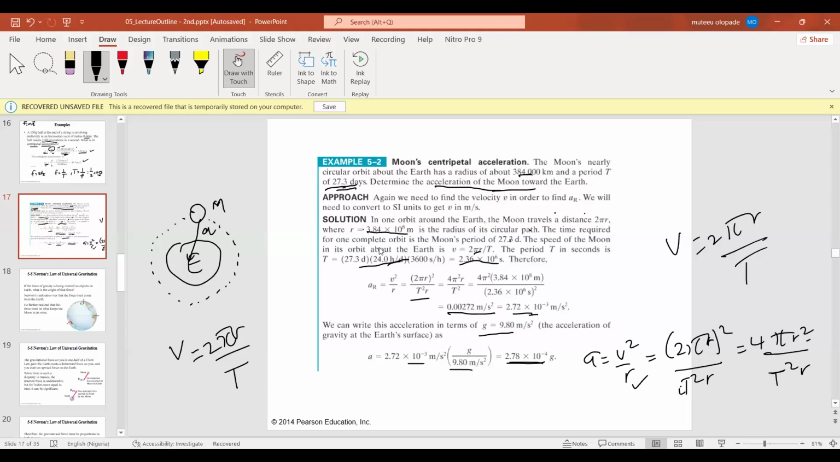Okay. So let us now move on to the next topic, which is rotational motion.